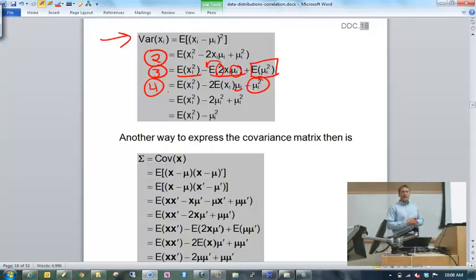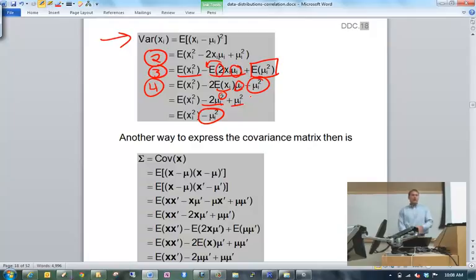Well, what's the expected value of x sub i? It's just notation. It's mu sub i. So I have a mu sub i here, mu sub i here, so that means I have them squared. And then lastly, I combine this part and this part to get a negative mu sub i squared.